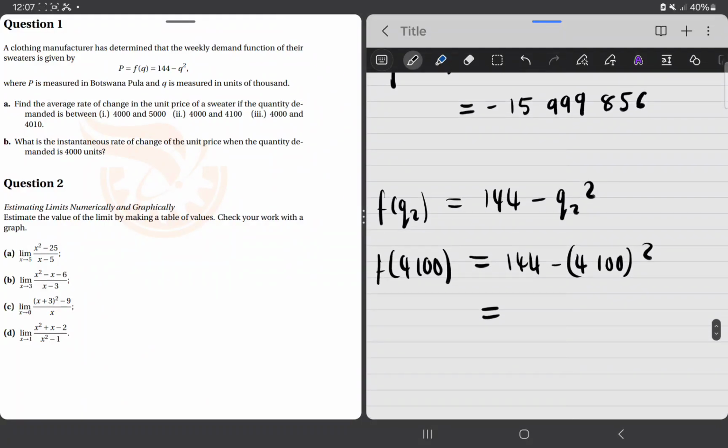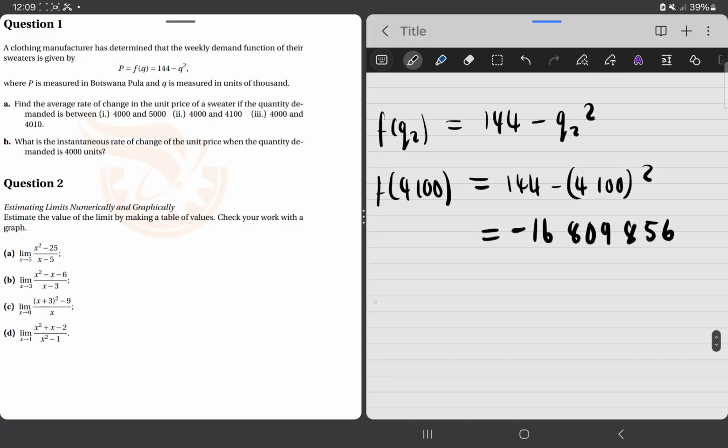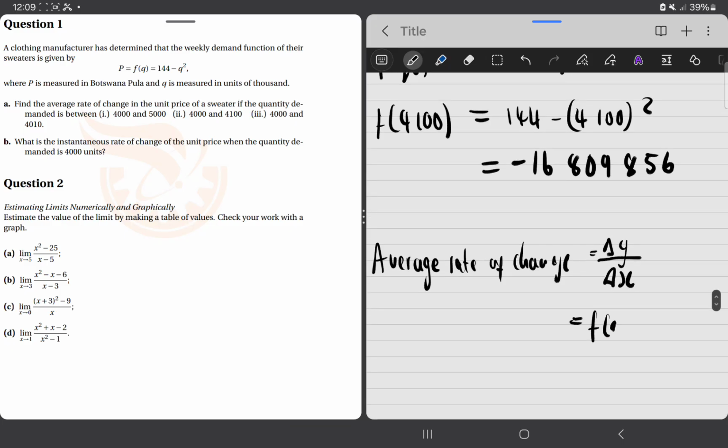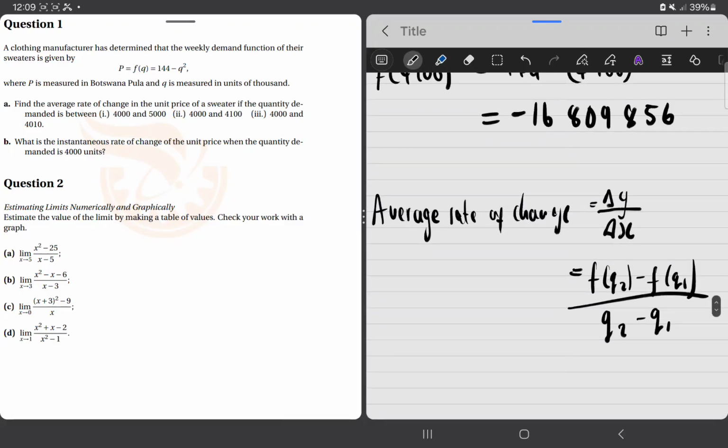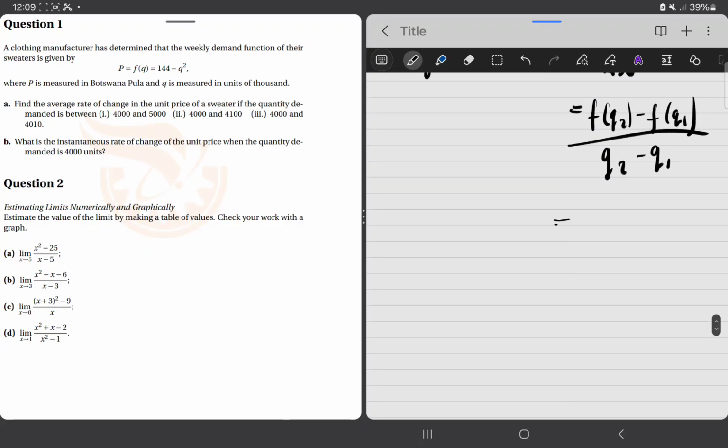Then I would get my solution. What am I going to get as the solution here? And here I just get negative 16,809,856, right? Now I'll come and say average rate of change. The moment I have these two, I can now do it. It is going to be equal to change in y over change in x, which is going to be equal to f of q2 minus f of q1 divided by q2 minus q1. Change in y, f of q2 minus f of q1. Change in x, q2 minus q1.